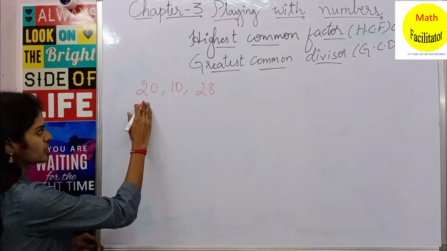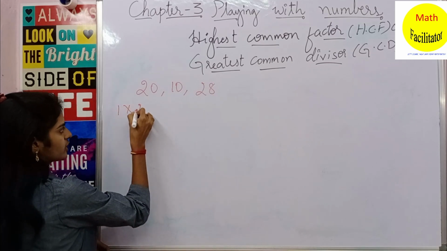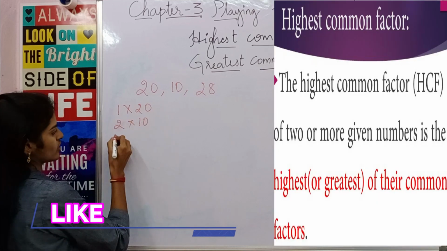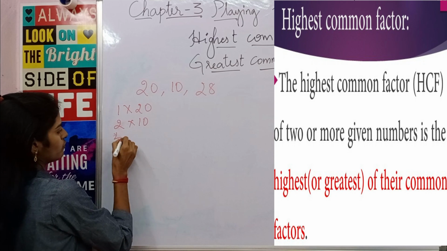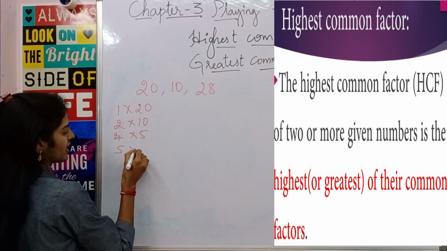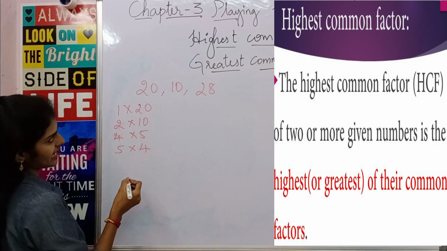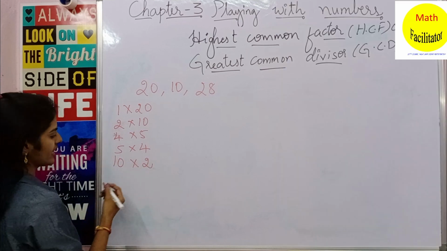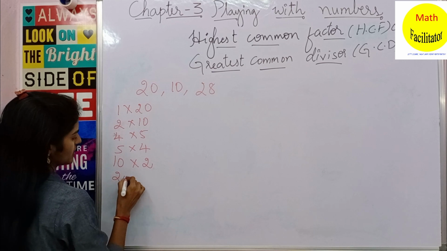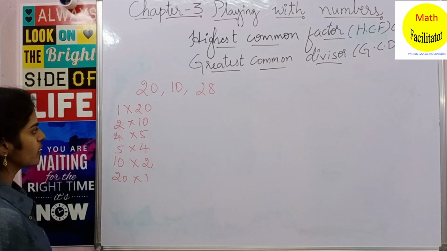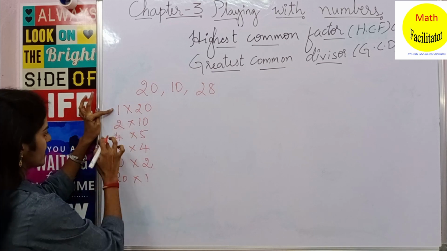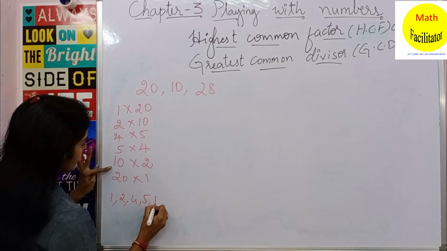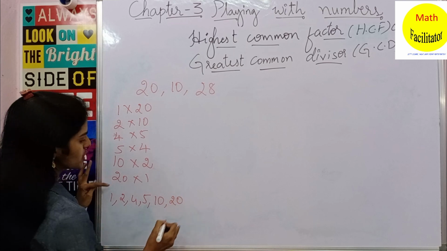Now for 20, what are the factors? 1 into 20, and 2 into 10, and 3 it is not divisible, so 4 5s are 20, then 5 4s are 20, 10 2s are 20, and 20 1s are 20. Now what are the factors of 20? It is nothing but 1, 2, 4, 5, 10 and 20.